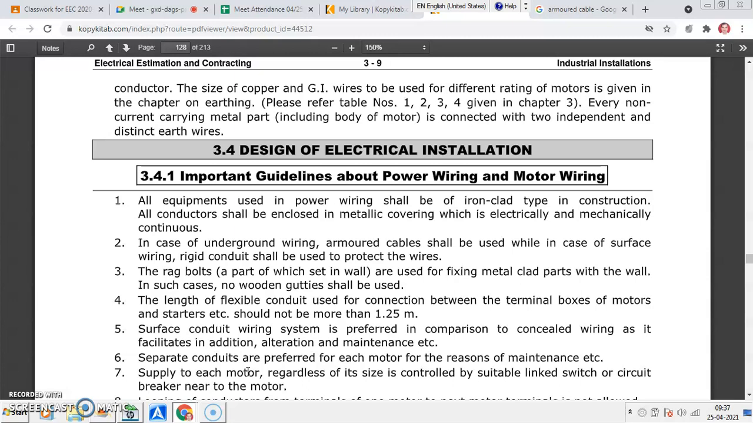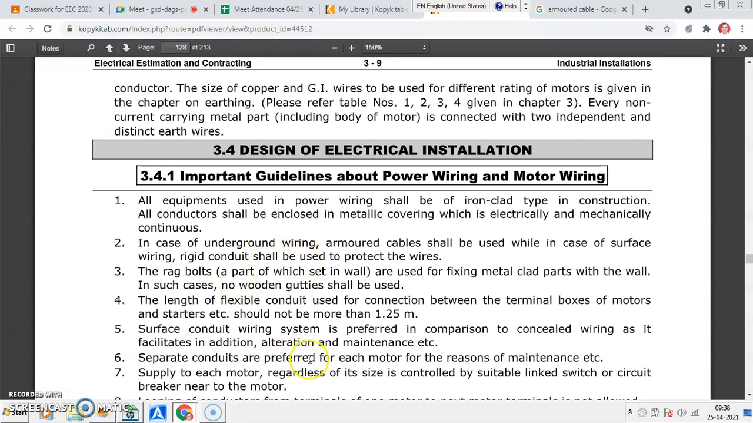If you have residential-type wiring in industry, related to office building, computer center, design center, training center, in those places you can go for concealed wiring. But for shops, manufacturing shops, you have to go for surface conduit wiring, especially metallic conduit, and they provide additional facilities for maintenance, alteration, extension, etc.